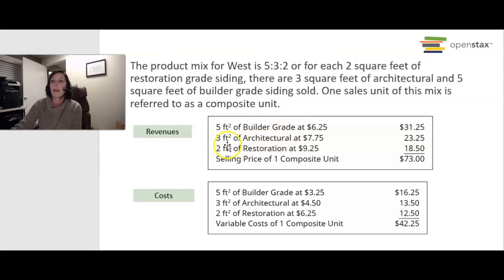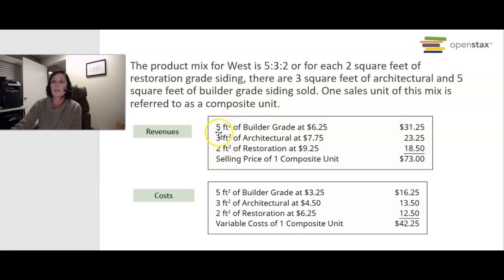So here is the product mix. The assumption is that they are 5, 3, and 2. Or in other words, for every 2 square feet of the restoration grade, they're selling 3 square feet of the architectural and 5 square feet of the builder grade.